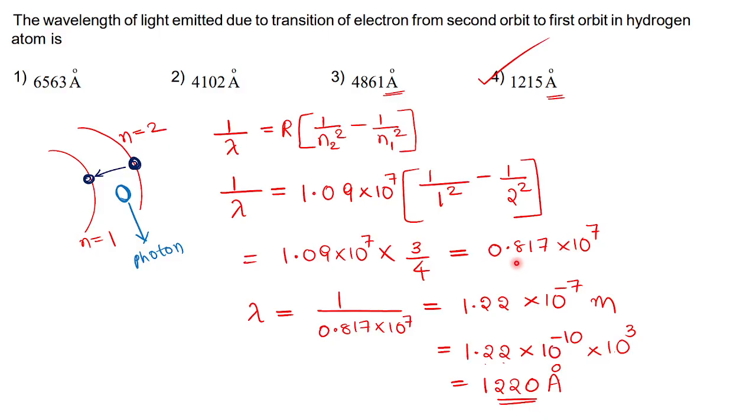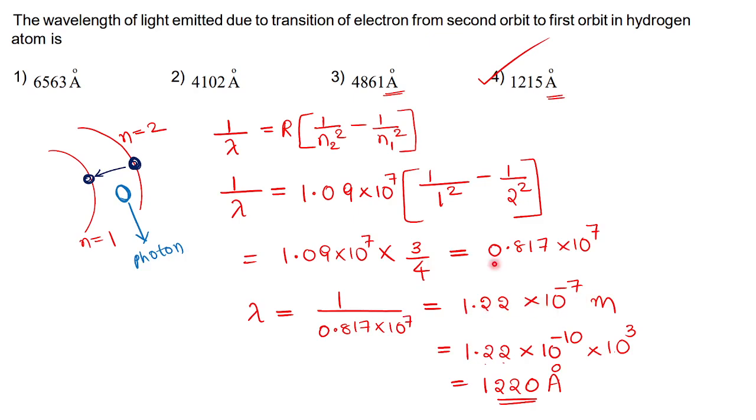So this is actually 1 by lambda. This is not the final answer. I want lambda. To find out lambda, we have to take the reciprocal of this. 1 by 0.817 into 10 raised to 7. Let me skip the calculation again. 1 by 0.817, you will get 1.22. You can do the division later after the class. You will get 1.22 into 10 raised to minus 7.